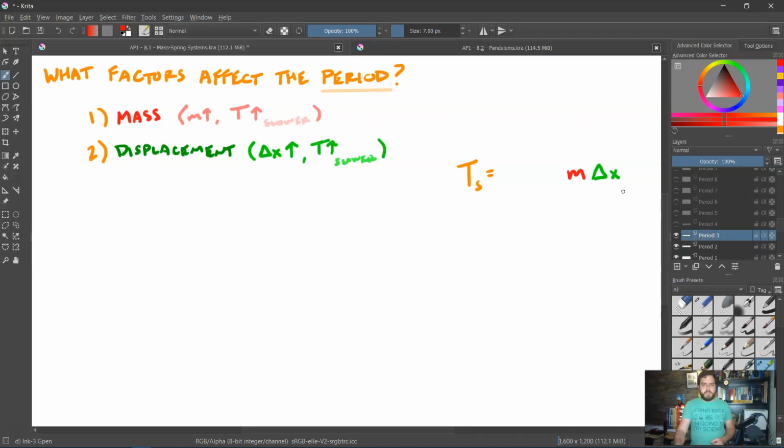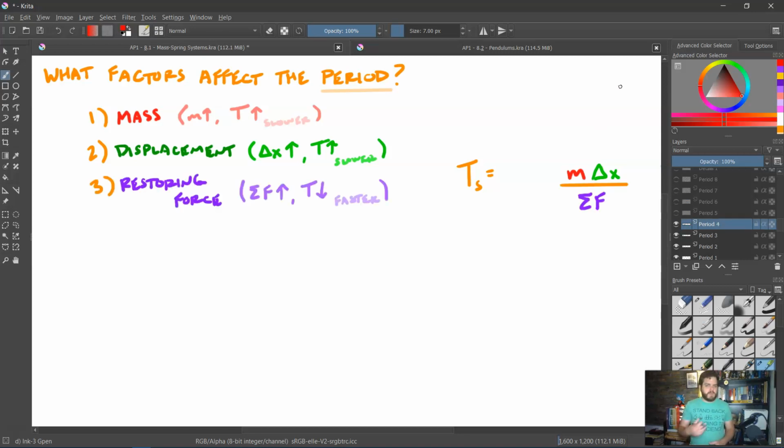Now, if we move the block more to the right or left or up and down, we're going to increase that displacement, so it's going to have to cover more distance. And so we would expect the period to once again go up. It's going to go in slower oscillations. But if we increase that restoring force, that's going to accelerate it back to that equilibrium position faster, and we would expect the period to in fact go down. So we get something that looks like this over on the right.